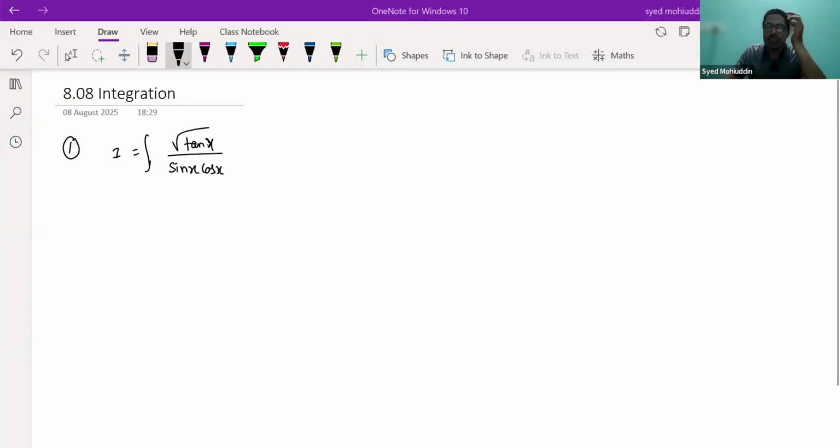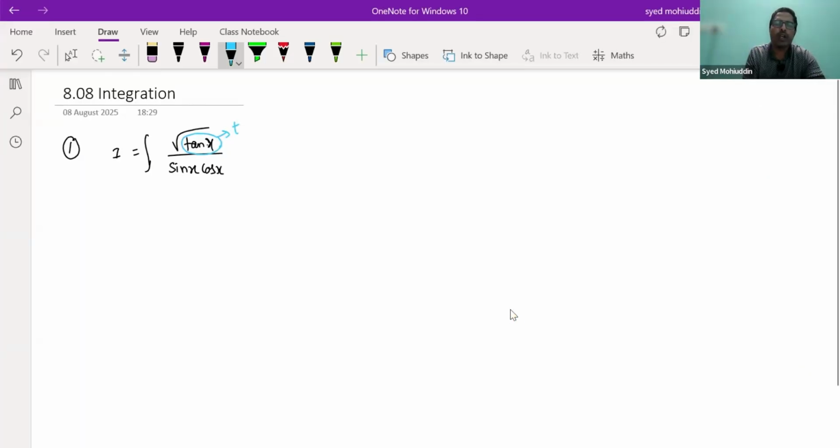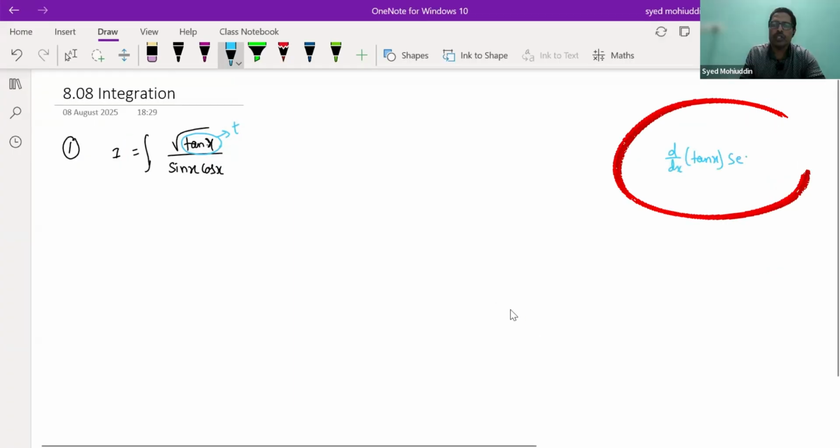So we try to observe over here. The only way that I can solve this one is to put the value under the root, tan x, as t. Then the derivative of tan will be what? We know the derivative of tan is secant square, but you don't have the secant square there. So I have to get this value. That means the denominator sin x into cos x has to be converted in the form of secant. So now the question is how to convert this in the form of secant.